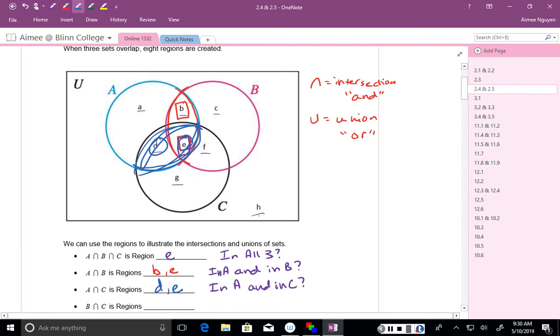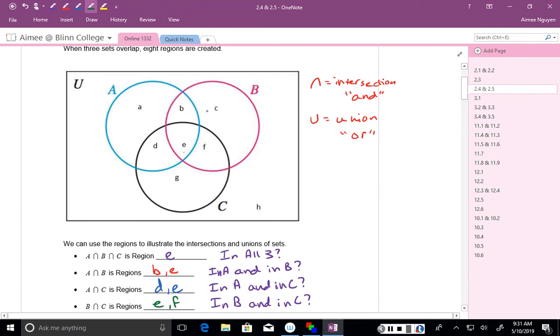And then B intersecting C, again that means in B and in C. B is here, C is here, so that would be E and F. Now this looks kind of like a mess, so I'm going to erase some of these lines that we did for these intersections and circles so that it looks clean again. Okay, so that's an intersection.